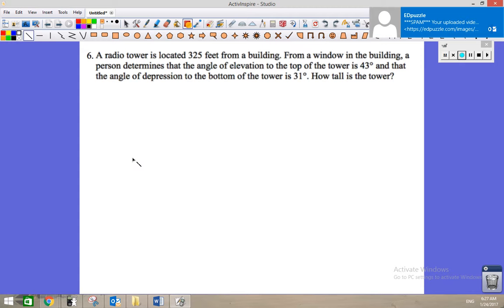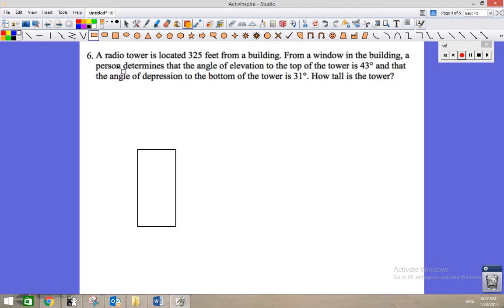We've got some building, and we've got some tower, and we've got some observer in a window, and we're going to ignore the height of people and stuff like that.